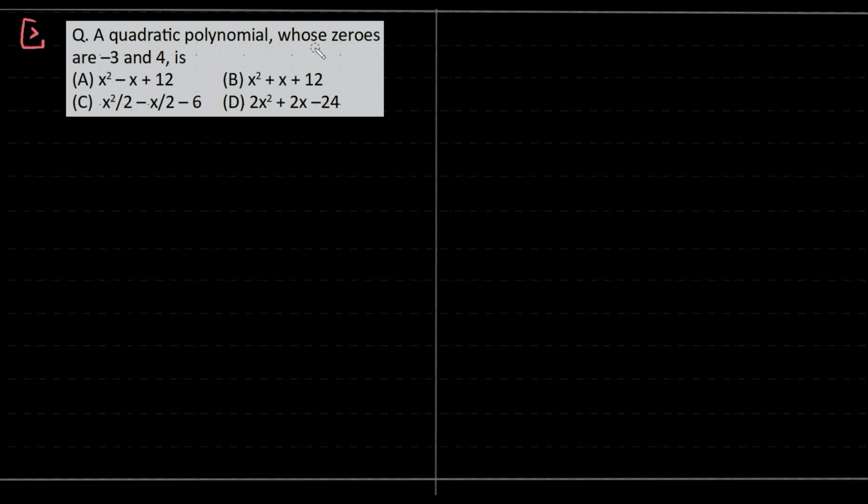Quadratic polynomial whose zeros are -3 and 4 is. So what is given? We have a quadratic polynomial. The zeros of the polynomial are given. So we have alpha is equal to -3 and beta is equal to 4. Okay. So how do we get a quadratic polynomial from this?